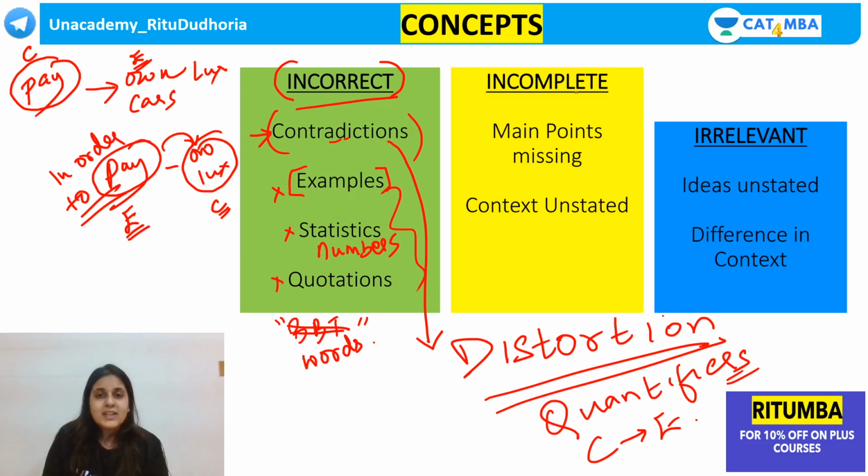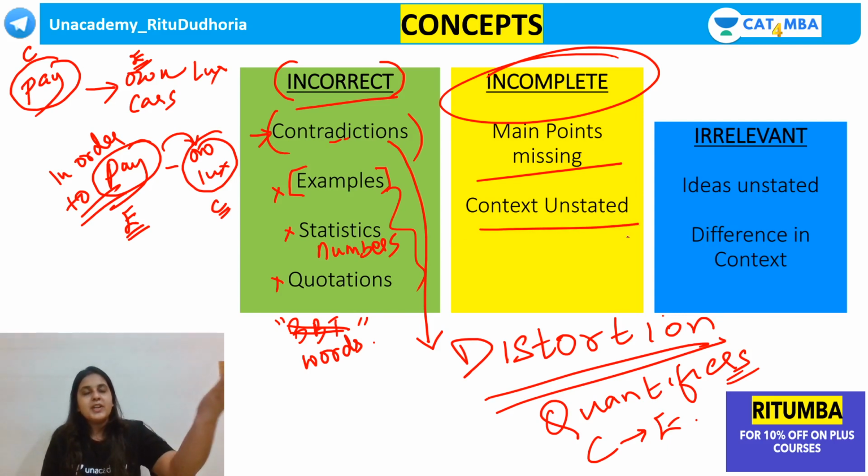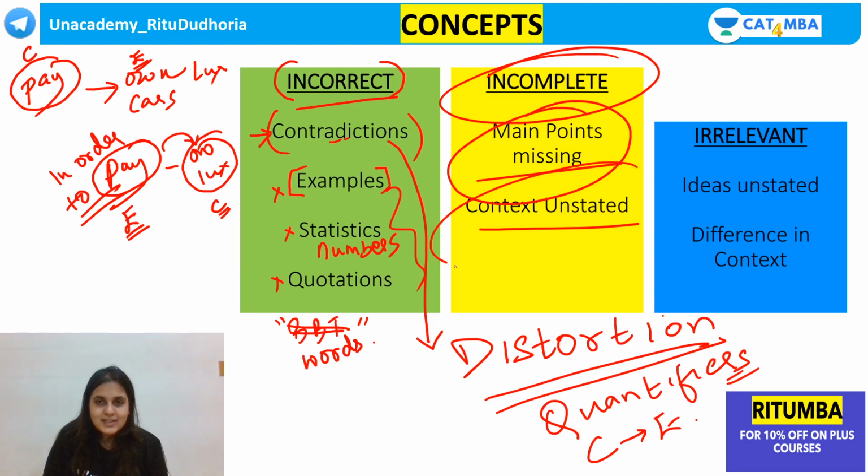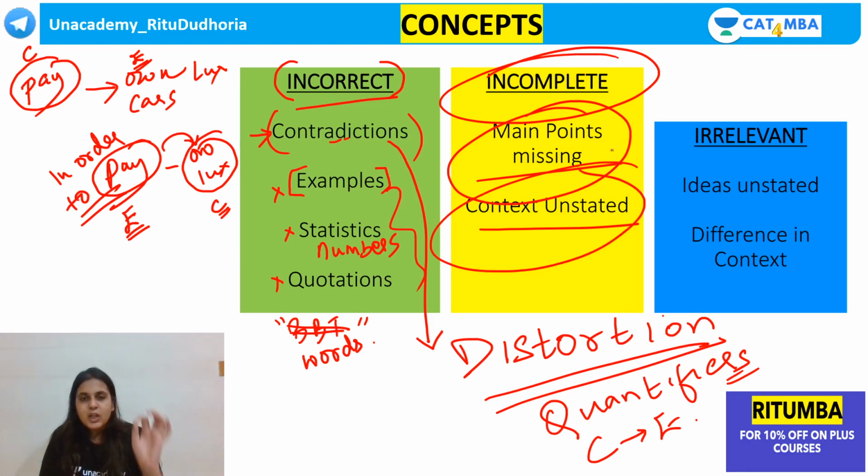Now, next, when do you categorize a summary as incomplete? Main points are missing. The context is unstated. The passage is about India, and India is not mentioned in the option at all. The passage is about the 20th century and it is not mentioned. So main points are missing. Now for this, guys, I want you to be a little careful. Every option, as I told you, is going to miss out some of the other main points.